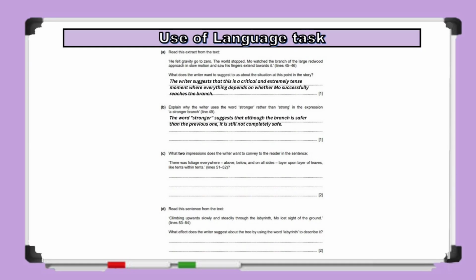The answer is, the word "stronger" suggests that although the branch is safer than the previous one, it is still not completely safe. Notice that we have explained the writer's choice of language and its effect instead of simply defining the word. Now let's continue with question 2 part C.